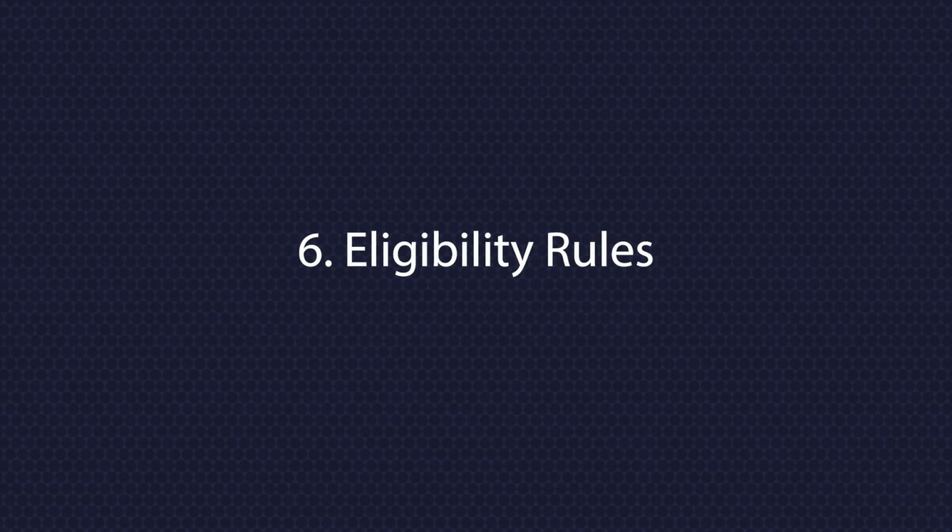Number 6, eligibility rules. Once again, it could be a simplification to reduce the number of pages talking about eligibility rules and to talk about some key principles and key risks. That could be the idea of simplification of eligibility rules.